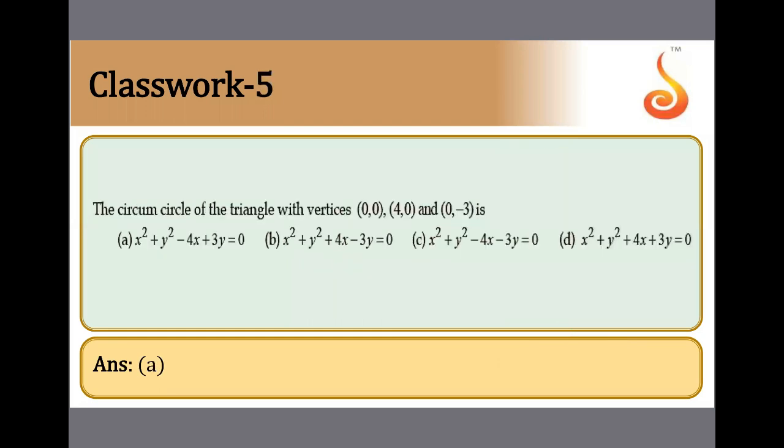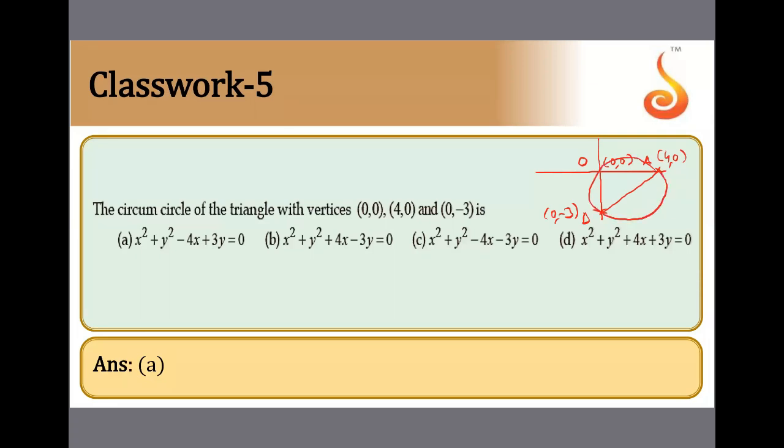Question number 5. Circumcircle of a triangle formed by this. So this point is 0, 0. Okay. And this point is x is equal to 4 comma 0. And this is equal to 0 comma minus 3. You have to form a circle. Name this as O, this is A, this is B. So this is the circle.